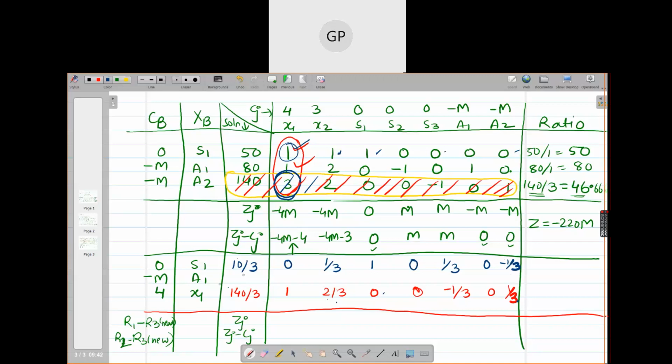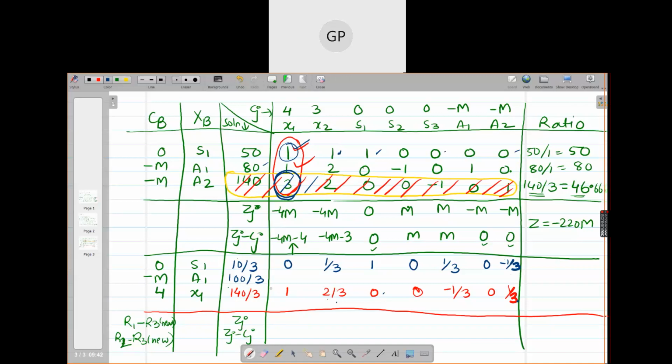In the first row, the x2 column will be 1 by 3, because it is 1 minus 2 by 3. Yes. 1 minus 2 by 3, how much is it? Yes, such calculations should come orally. 80 minus 140 by 3, that is 100 by 3, right? Yes, ma'am, 100 by 3.